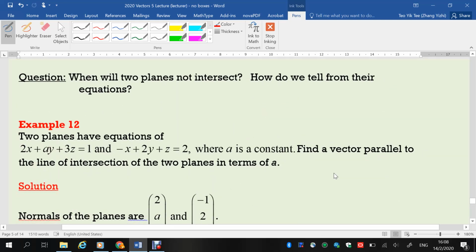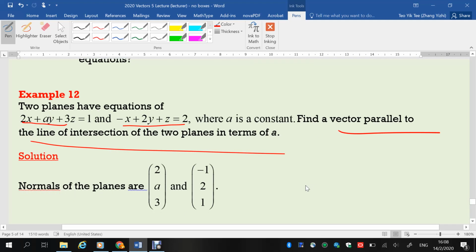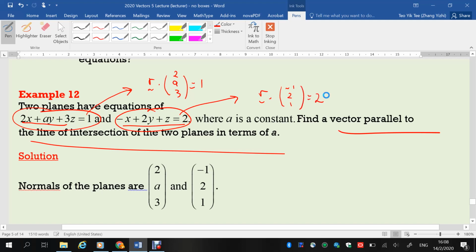So here is one numerical example to run you through this theory. I have two planes given in Cartesian equation. The question says find a vector that is parallel to the line of intersection of the two planes. So find for me the normal vector of the two planes. This Cartesian form, switch into r dot n form, is r dot (2, 3) equals 1. This switches into r dot (-1, 2, 1) equals 2. So take the two normal vectors. These are the two normal vectors of the planes.